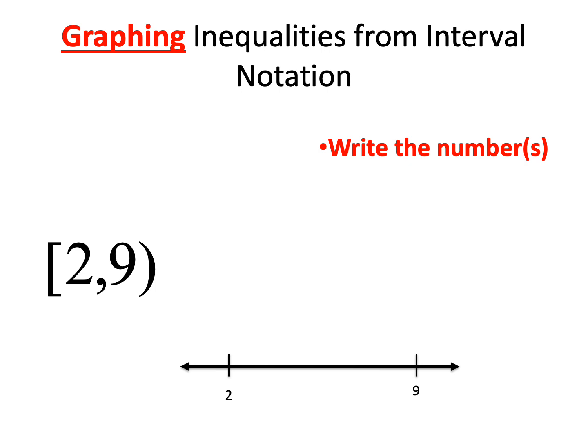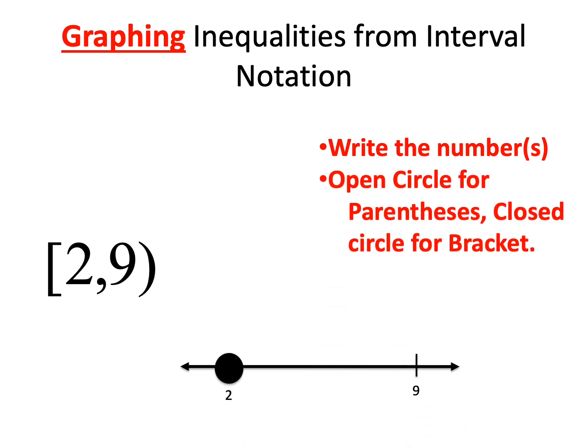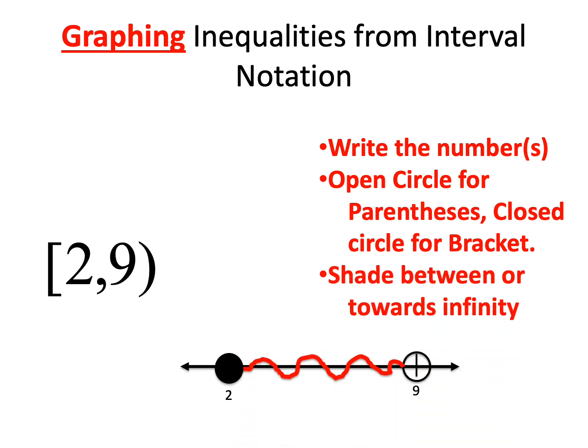All right. Let's see. What goes on the 2? Open or closed circle? Well, it's got a bracket, so it's closed circle. How about the 9? Open or closed? Yeah, parentheses, so an open circle. And then we simply shade in between.